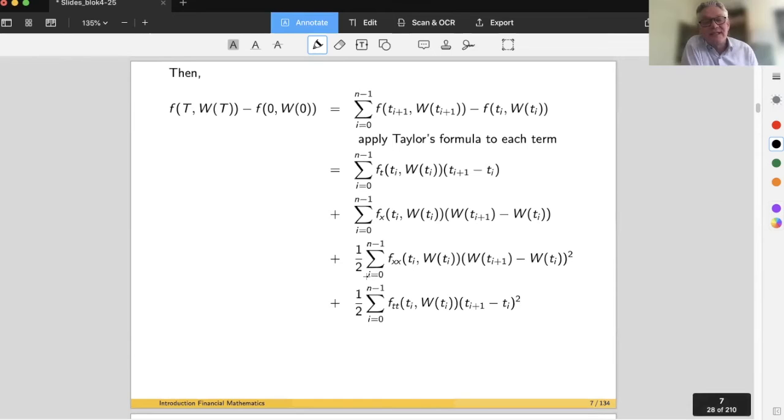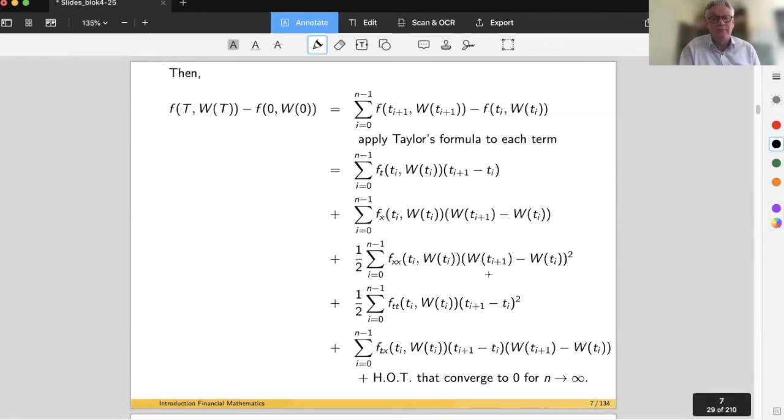Of course, we have a second derivative with respect to time. 1/2 again from the Taylor expansion, 1/2 the sum, second derivative of f with respect to time at the point ti, w(ti), times (ti+1 minus ti) squared.